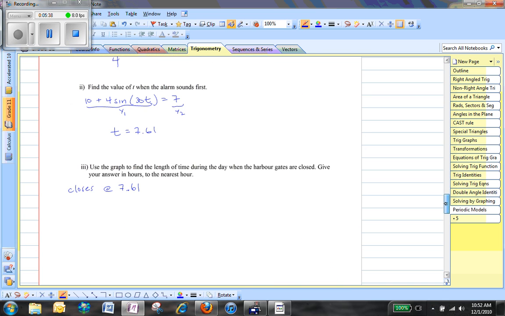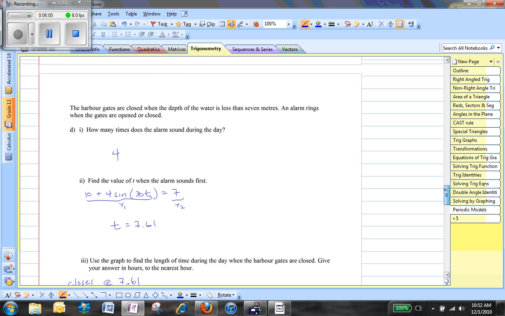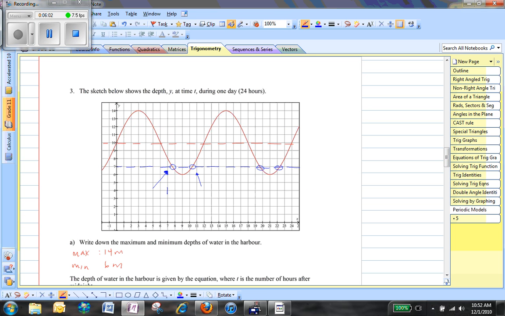So I go back to my calculator, and I find the next intersection point. When I do, I find that the next intersection point, or when it opens, is at 10.38. Basically, the length of time that it's closed, looking at my graph, is from here to here, 7.61 to 10.38. Because the graph is symmetric, it's the exact same for this one here.